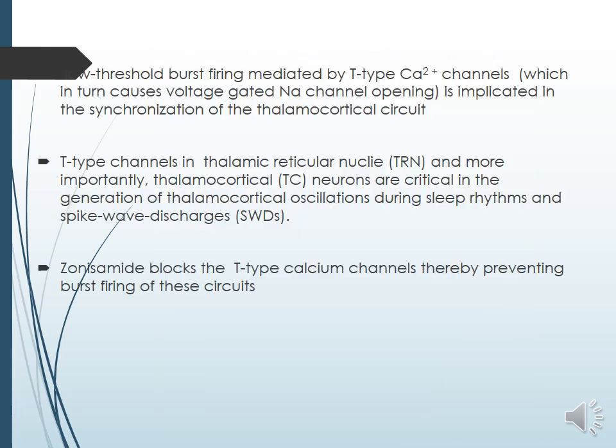generation of absence. So the low threshold burst firing mediated by the T-type calcium channels is implicated in the synchronization of the thalamocortical circuit. These channels are found both in the thalamic reticular nuclei and thalamocortical neurons, and they are critical in the generation of spike wave discharges, which we see in absence epilepsies. Zonisamide blocks the T-type calcium channels, thereby preventing the burst firing of these circuits. So these are the two most important anti-epileptic mechanisms of action of zonisamide.